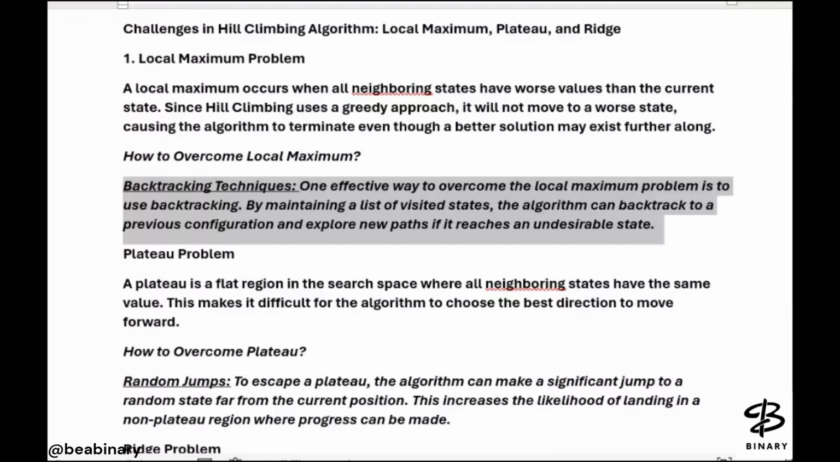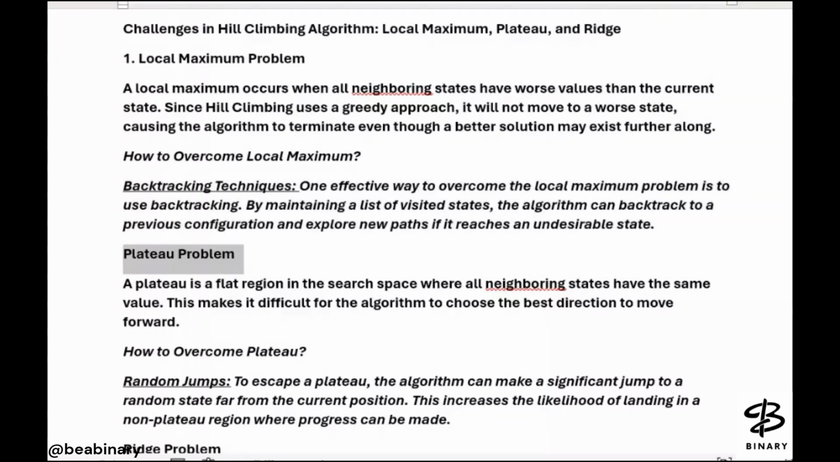Now, what is the plateau problem? A plateau is a flat region in the search space where all neighboring states have the same value. So if the same value is there, how will it decide how to move forward? This makes it difficult for the algorithm to choose the best direction to move forward. Now, how can we overcome the plateau here?